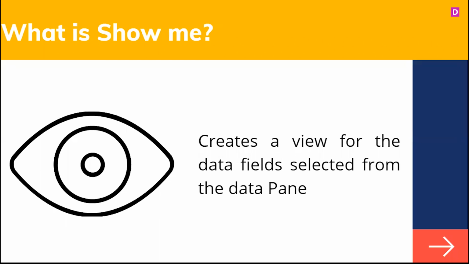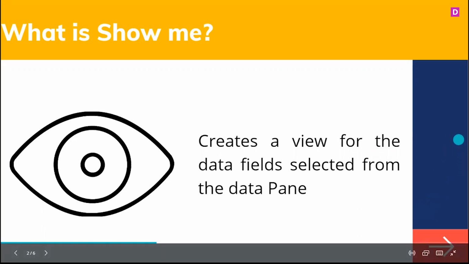Very simple. Anything that you pick up from your data pane, obviously you will pick up some kind of fields from the data pane. You pick up data fields from your data pane, and then you place them in your row or your column shelves. Immediately what you get is a view, right? So Show Me allows you to create a view for any type of fields that you select from your data pane. So that's the way I can informally define the meaning of Show Me.